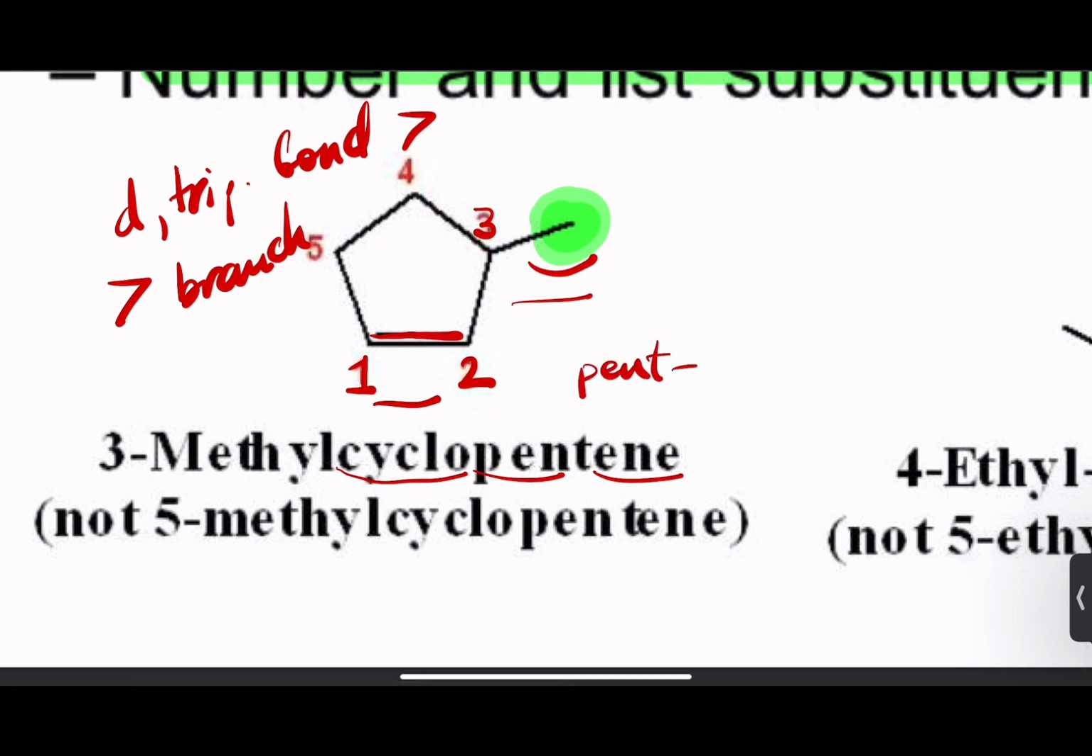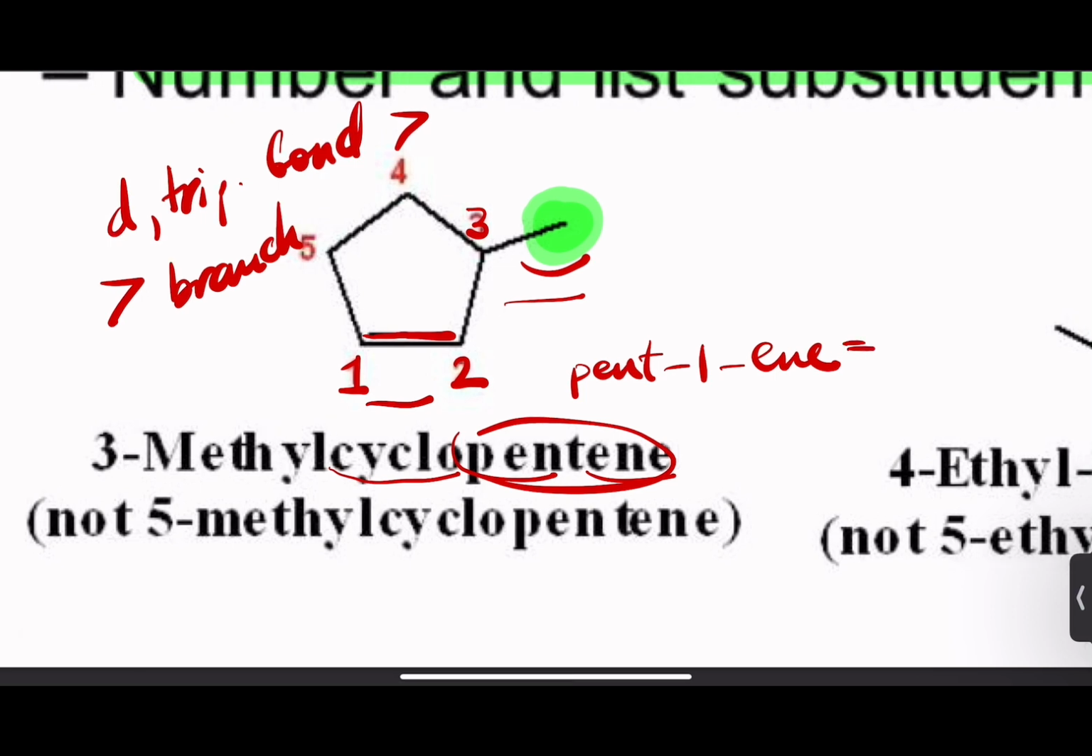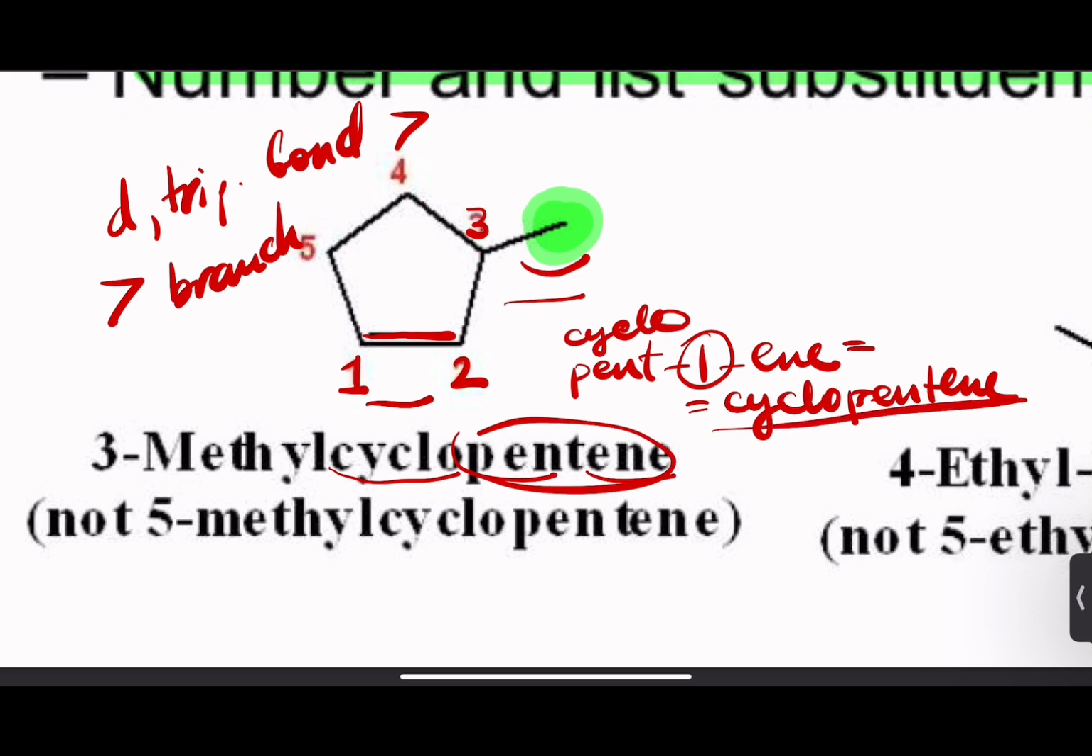It's not written cyclopent-1-ene here, but I want you guys to know this. Cyclopent-1-ene is the same thing as cyclopentene. It's a convention. So for 1, we say that it's just cyclopentene, because the double bond started on the first carbon. So 3-methylcyclopentene, with a methyl group on the third carbon.